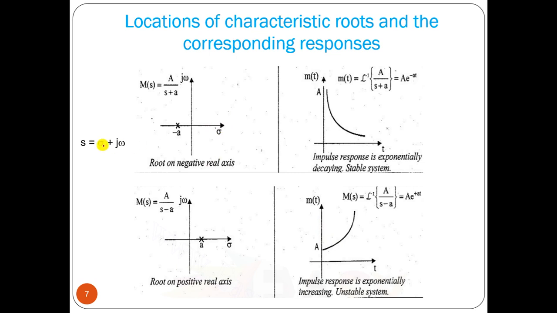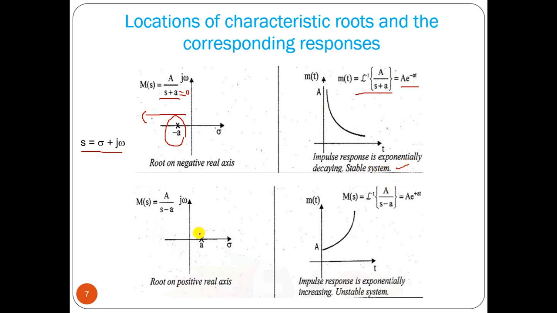This is the S plane where s equals sigma plus j omega, and we have a pole on the left half of the S plane. So the transfer function we can write as some constant divided by s plus a. If you put s plus a equal to 0, the characteristic equation, then s equals minus a. Now if you take the Laplace inverse of a by s plus a, the expression will be a e to the power minus at. So the response is exponentially decaying, so the system is a stable system.